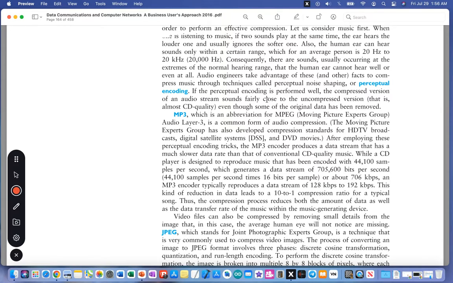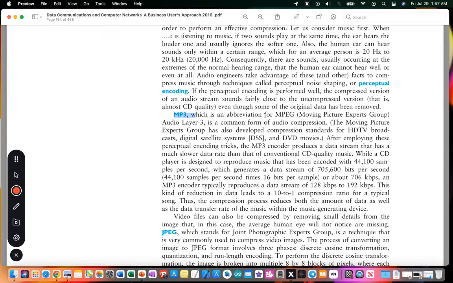Now we are talking about lossy. One of the lossy formats is MP3, which is an abbreviation for MPEG, Moving Picture Experts Group, Audio Layer 3. It's a common form of audio compression that the Moving Picture Experts Group developed. And here we have perceptual encoding. Audio engineers take advantage of these and other facts to compress music through techniques called perceptual noise shaping.